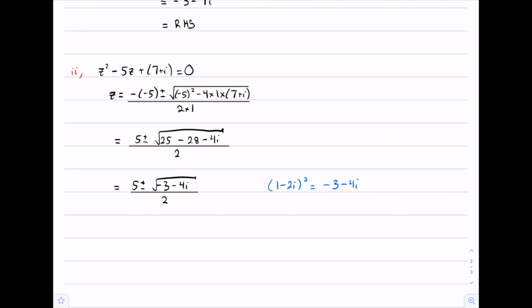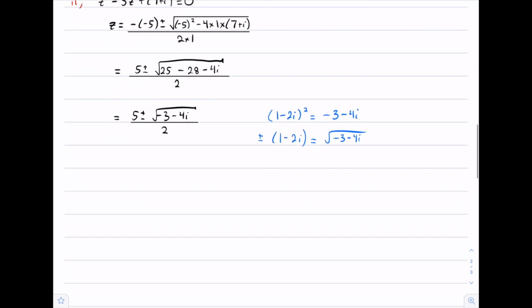But now what we want to do is take the square root of minus 3 minus 4i. So we take the square root of both sides here. The square root of this would be equal to plus or minus 1 minus 2i, since the square and the square root cancel. Okay, so we can now use this in our working out here with the quadratic formula.